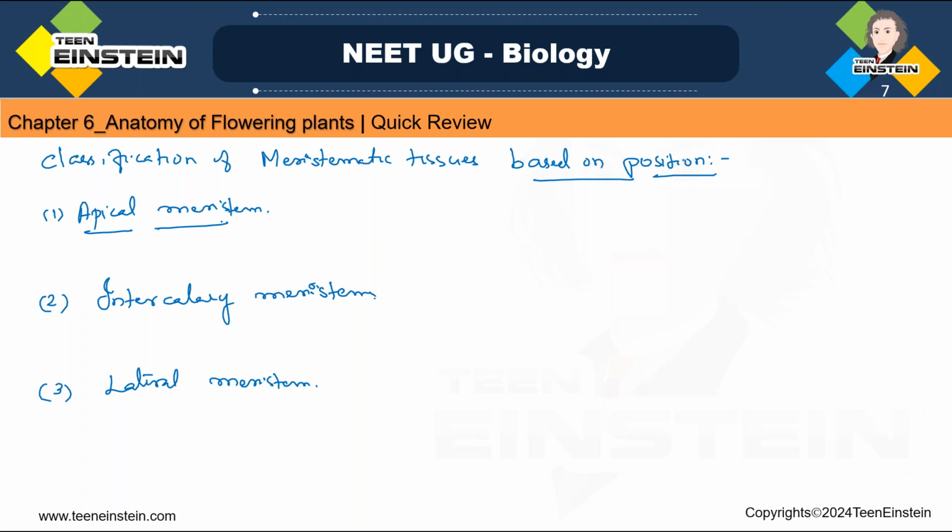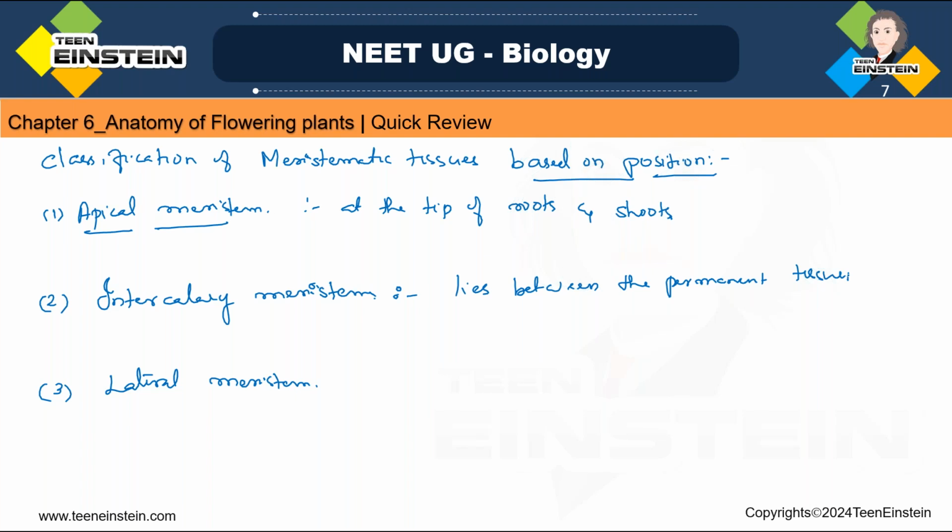So here, classification on the basis of position, the first one is the apical meristem. This apical meristem, where will it be? It will be at the tip of roots and shoots. Which one? Apical meristem. Next comes the intercalary meristem, which lies between the permanent tissues. Which one? Intercalary meristem. Then the lateral meristem, which occurs in the mature region of roots and shoots.